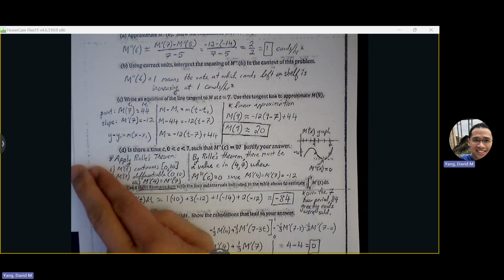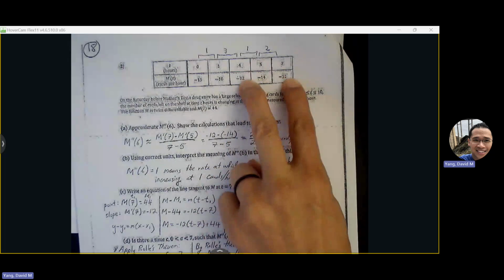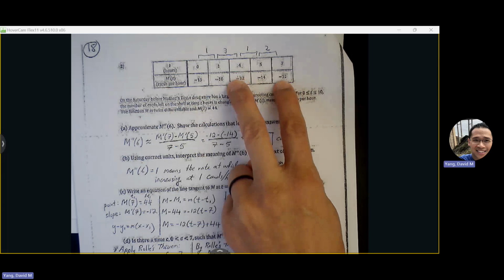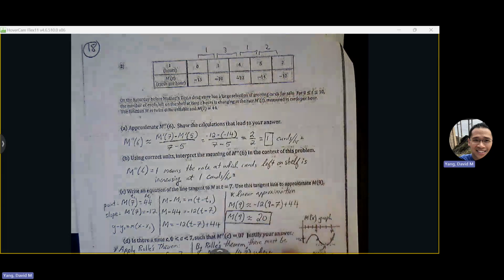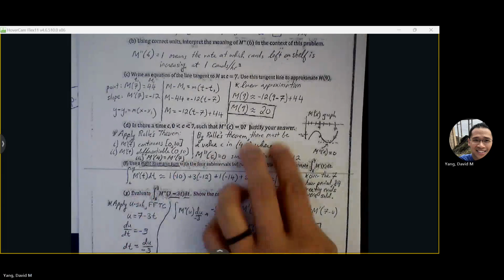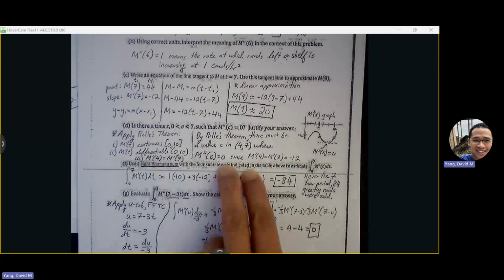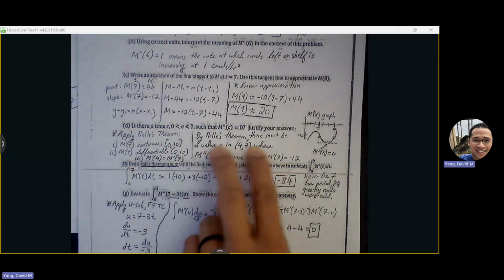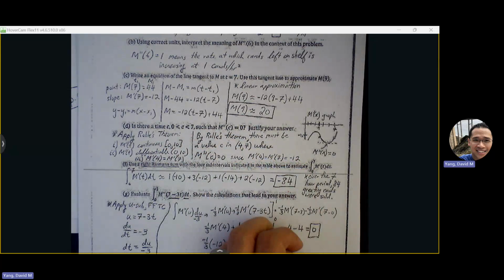And yeah, you could have gone through and picked out these points and shown that the slope is 0. You could have said mean value theorem and not mentioned Rolle's theorem and still be correct. Okay, so it's just not necessary.